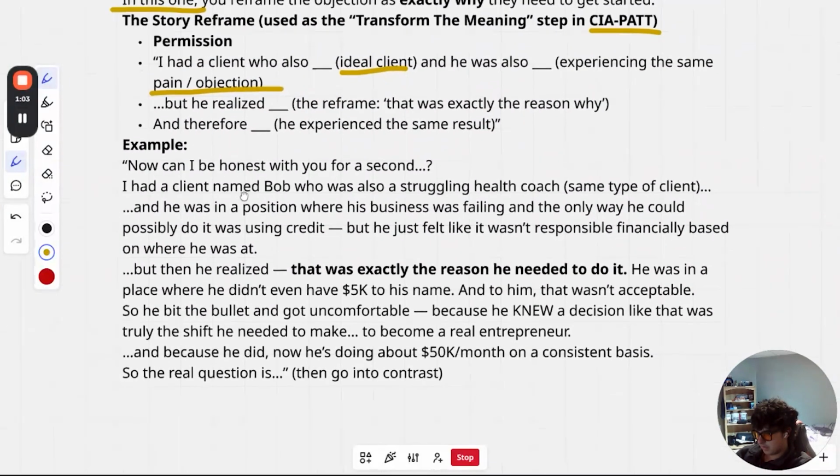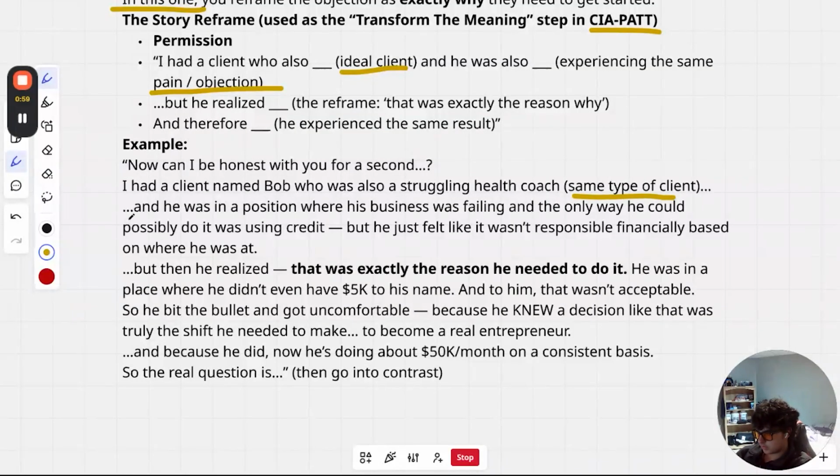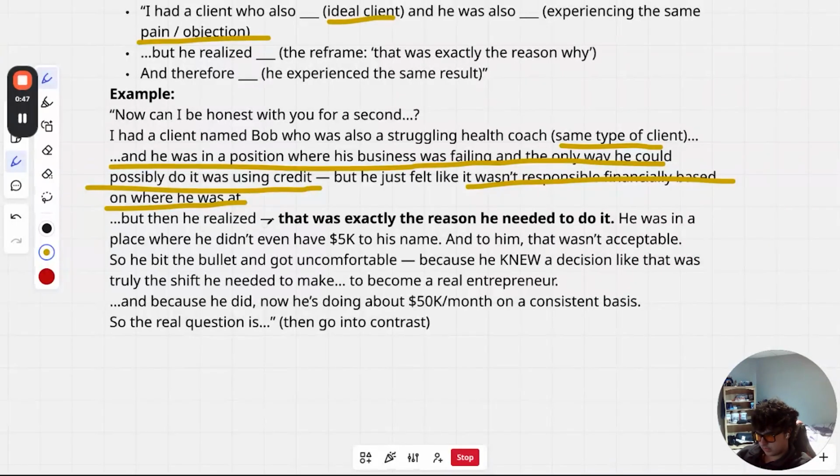I had a client named Bob who was also a health coach with the same type of clients, and he was in a position where his business was failing, and the only way he could possibly do it was using credit. But he just felt like it wasn't a responsible financial move based on where he was at the time. But then he realized that was exactly the reason he needed to do it. He was in a place where he didn't even have 5K to his name, and to him, that wasn't acceptable. So he bit the bullet and got uncomfortable.